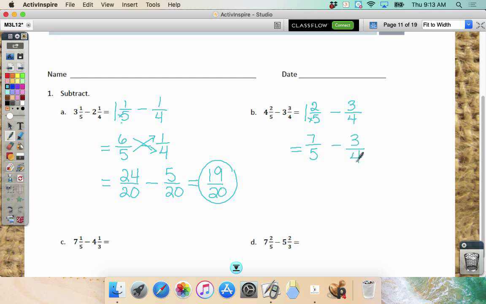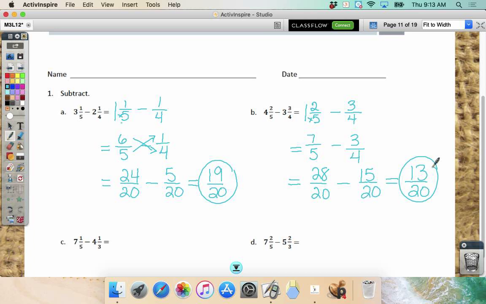Now we're ready to solve. Option 1 or 2? 1. I don't know that my answer is going to be much bigger. I don't think so. Oh, it's not bigger.